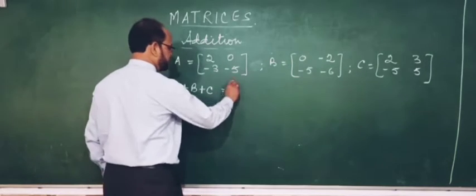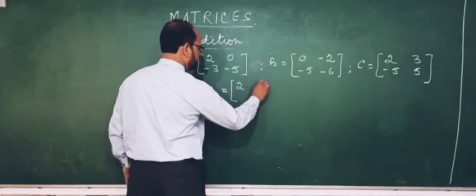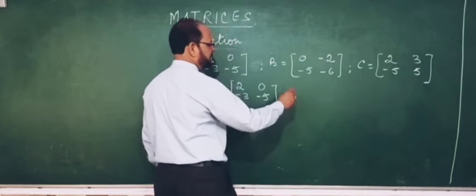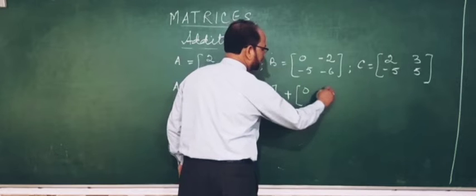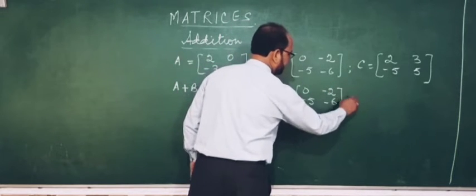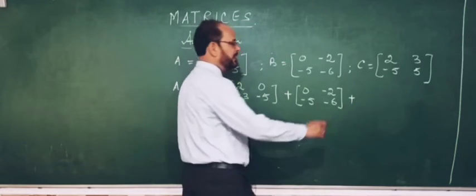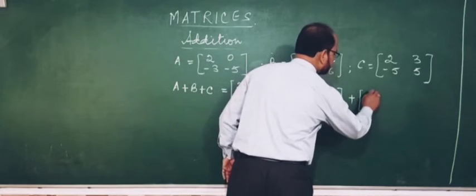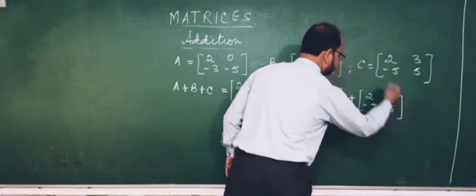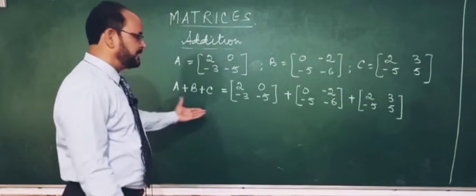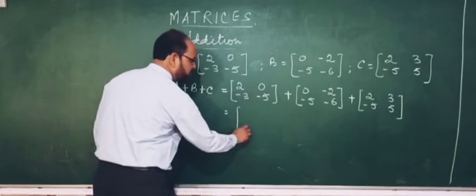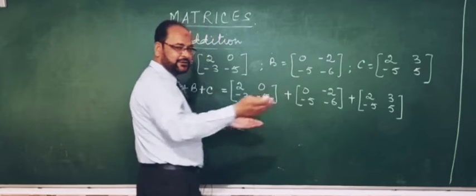First you will write matrix A: 2, 0, negative 3, negative 5. You will put a plus sign. You will write the second matrix, that is 0, negative 2, negative 5 and negative 6. Again you will put a plus sign and you will write the third matrix, which is 2, 3, negative 5 and 5. Now you will add the corresponding elements. There is no harm in showing the addition of these numbers.